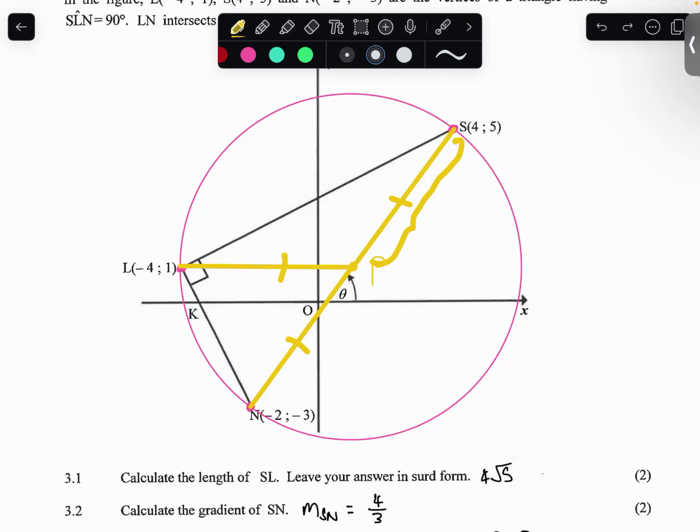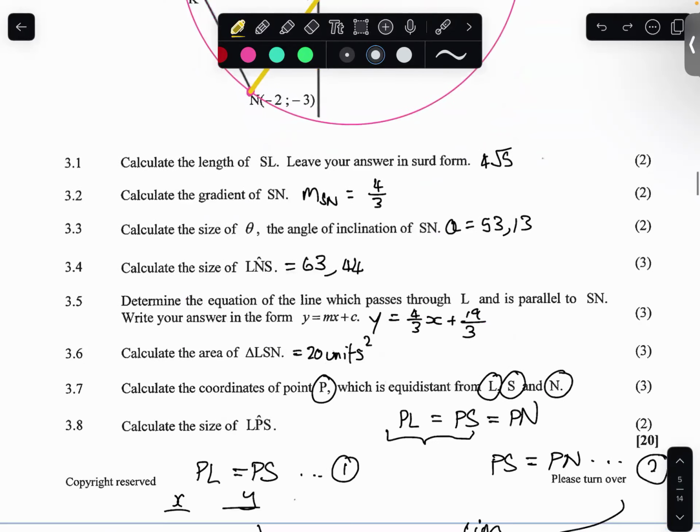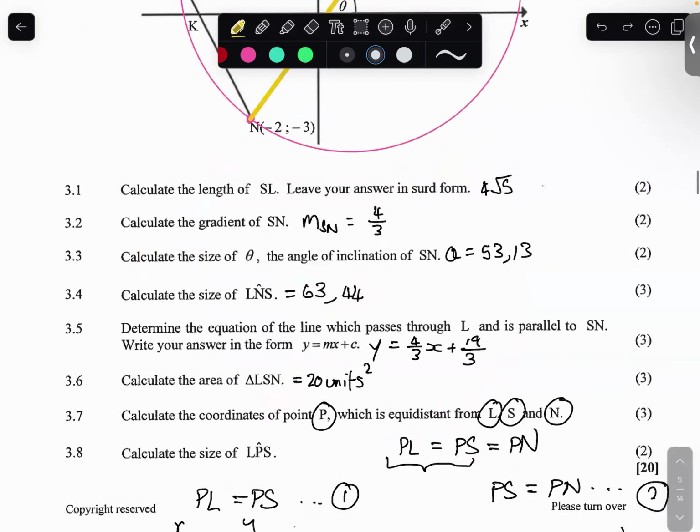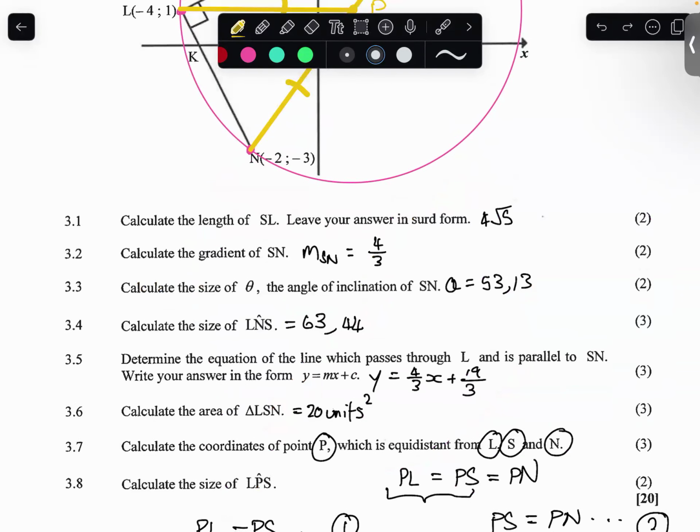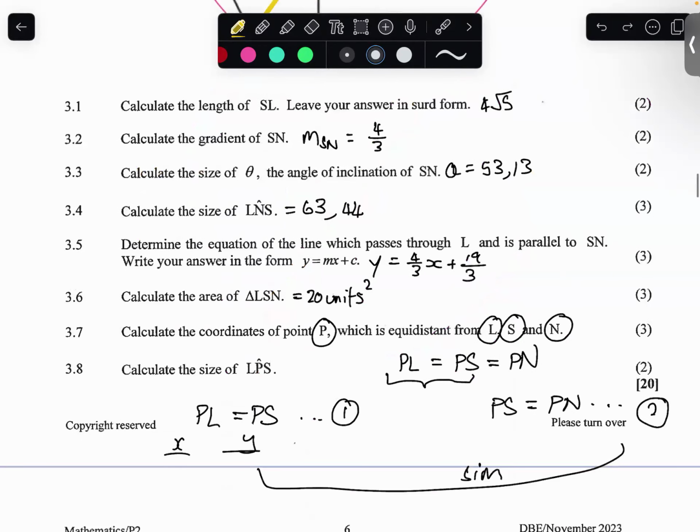And so if they are equidistant, what was the question? I forgot. Okay, calculate the coordinates of P, which is equidistant. Hold on. The coordinate, okay, what the heck is happening here?